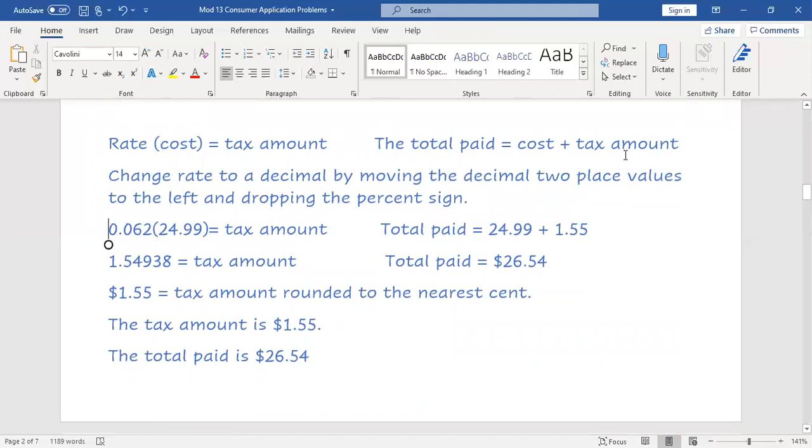So now I'm just going to multiply those two things together to find my tax amount. And then because we're dealing with money, we're going to round that value to the nearest cent, which is going to end up to be $1.55. That's how much the tax amount is. Now I'm simply going to add that tax amount to the amount that the item cost, which was $24.99, to determine how much I'm going to have to pay, which ends up to be $26.54.